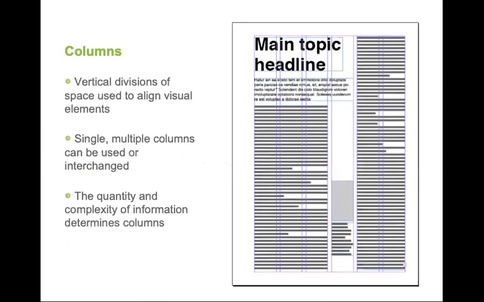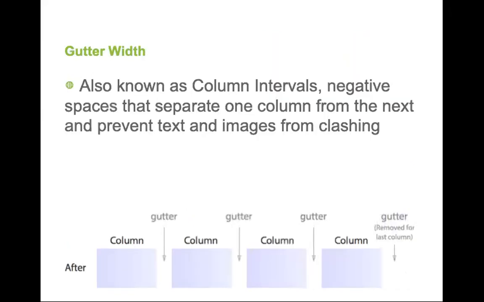We talked about columns. So you have vertical divisions of space used to align visual elements. So you have these columns here. In the purple example, you can see single or multiple columns can be used or interchanged. You guys are working with columns with your magazine ad or magazine pages. The quantity and complexity of information determines columns. A newspaper obviously has multiple columns, but it depends on the information too.